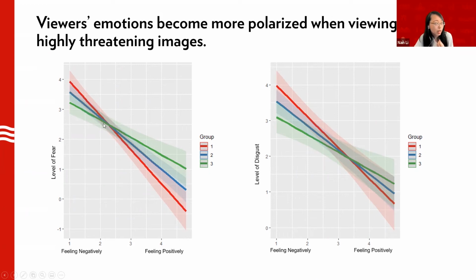Again, just imagine me and my husband. If this is me, this is him. Our emotional reaction is very different. However, if you show us less threatening images, so we're both in group 3, our emotional difference is not that big, so we don't differ significantly in how much fear we see in it. And it's kind of the same case for the level of disgust. So in other words, when you see those highly threatening images, I think people's emotions end up being polarized.